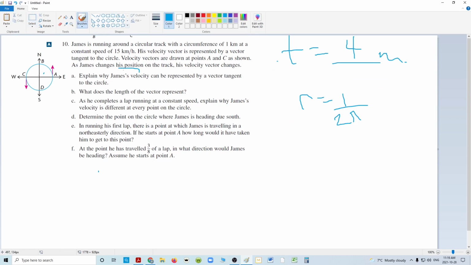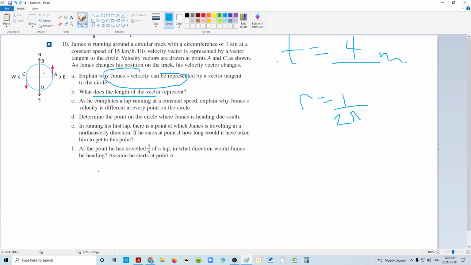Explain why James's velocity can be represented by a vector tangent to the circle. Well, because at any point, he is changing his direction around the circle. So if you stop at any instantaneous moment, he is heading perpendicular to the track. He's adjusting minutely as he goes around, but if you look at the very instantaneous moment, it will be the tangent. And that'll be important later too.